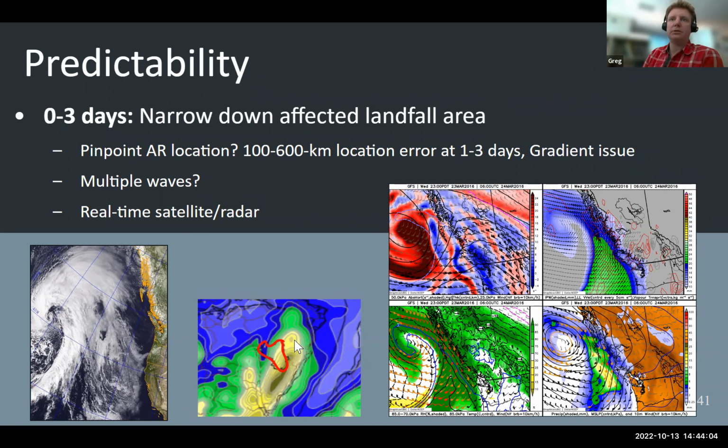And then once you get to within several hours of the event, that's when you're also going to be using satellite and radar to try to figure out when the event might start and when it might end.